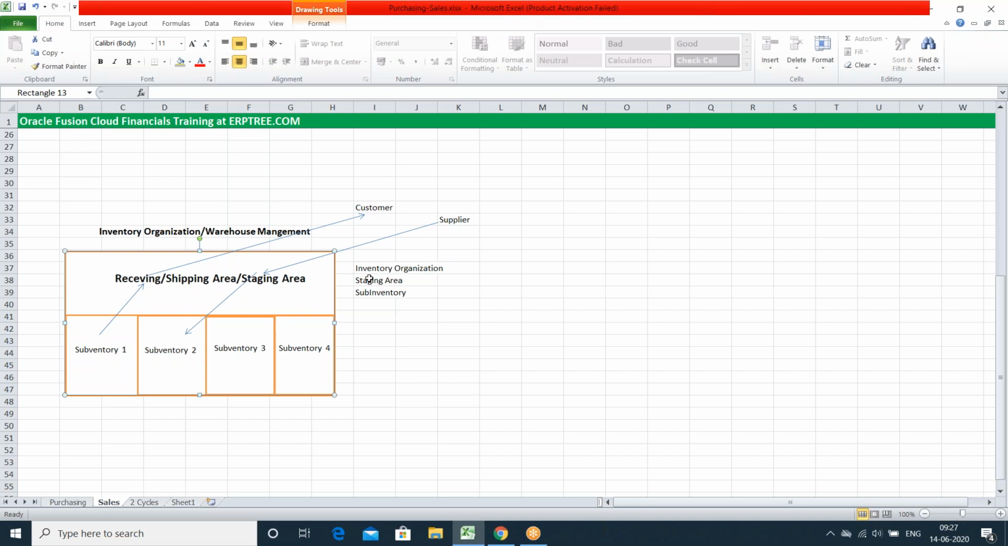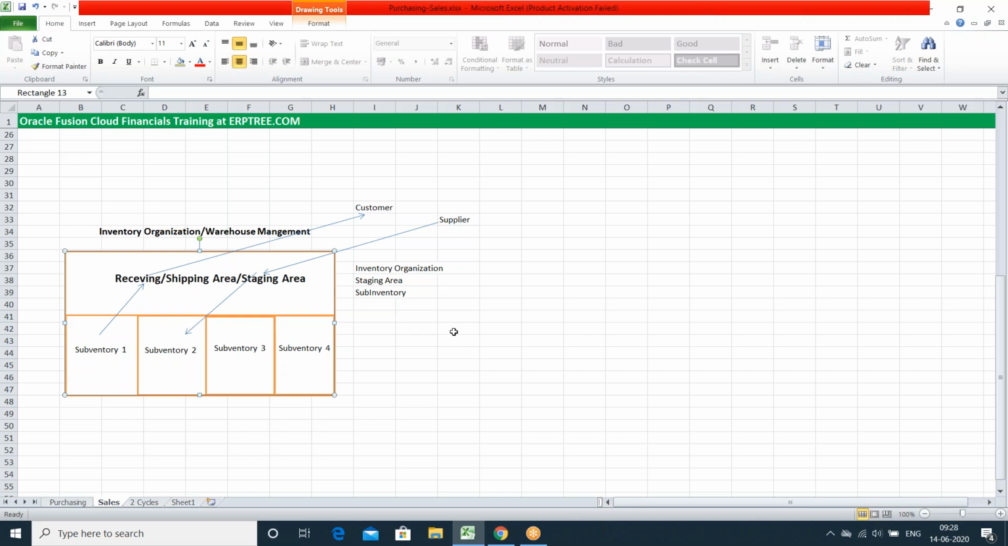This is a common area. We use this common area to move the material from the actual places. From the sub-inventory you can move the material to the common place, and from there you can ship to the customer. So this is how ideally the inventory, the warehouse, can be structured.